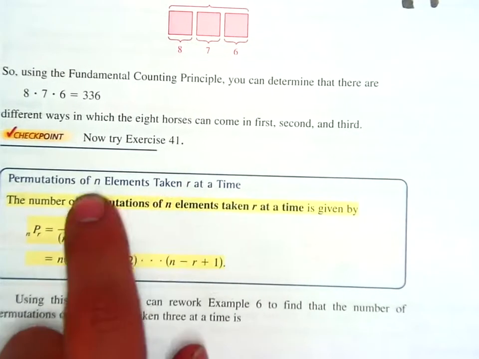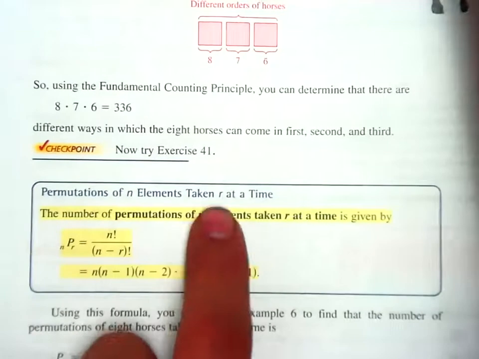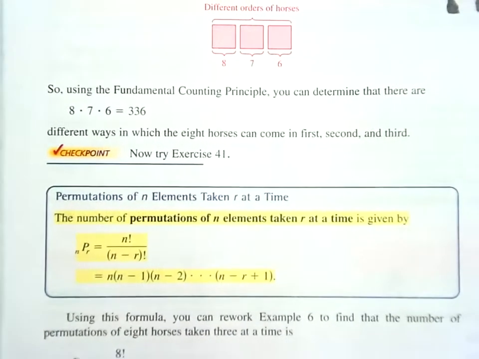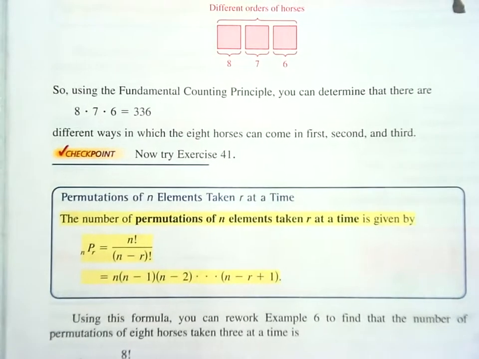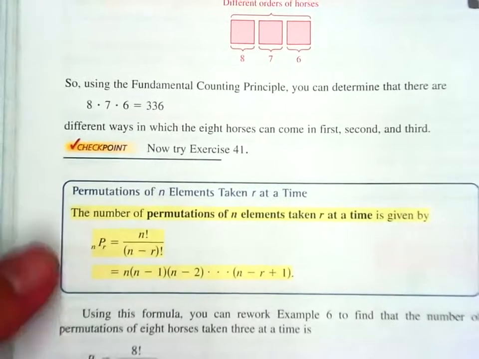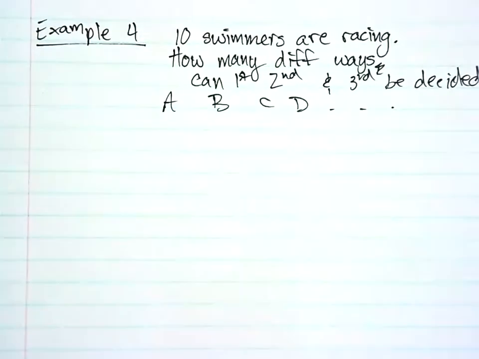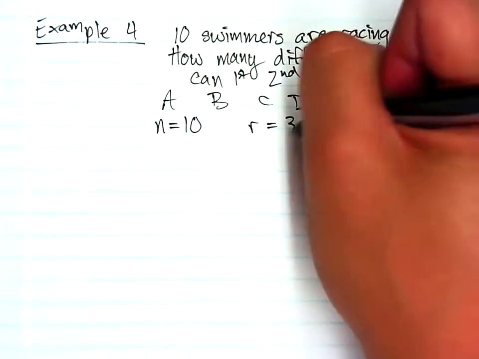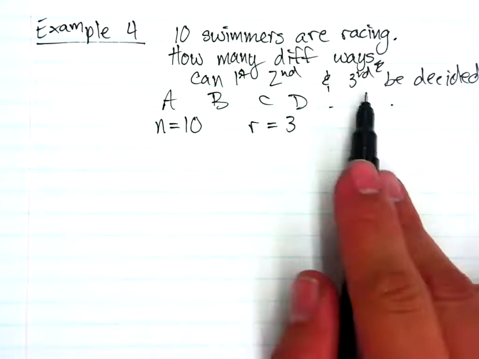In other words, we have a total number of people that are involved, or terms, anything, and then we're only going to look at a certain specific set of them. Earlier, we only had 4 letters, and we were using all 4 letters. Here we have 10 swimmers, but we only want the first 3 places. So we're going to be using nPr, and that's the formula that we're going to apply. In this case, n is equal to 10, and r is equal to 3, because we only have first, second, and third place.